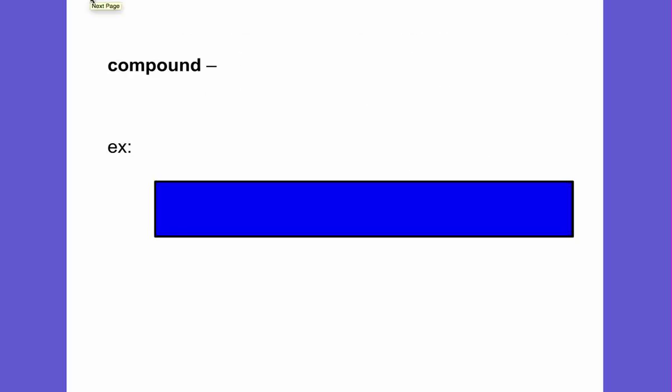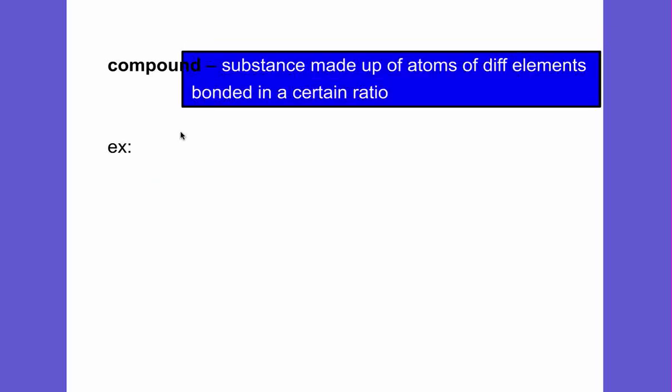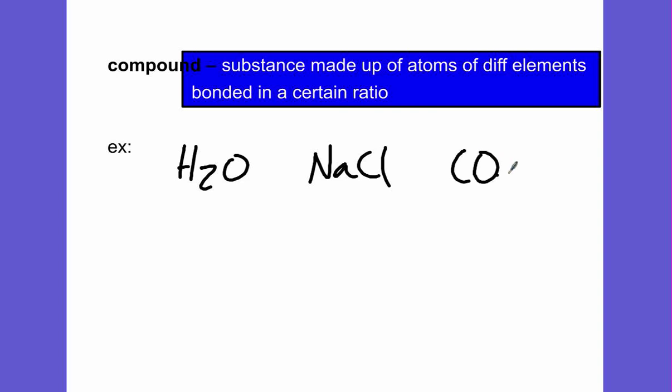So, some classes left off a little bit after this, but I know at least one class still needed a definition for compound. So we'll pick that up real quick. It's a substance made of atoms of different elements bonded together in a certain ratio. So some good examples of a compound would be things like water or sodium chloride, right? Or even possibly carbon dioxide.